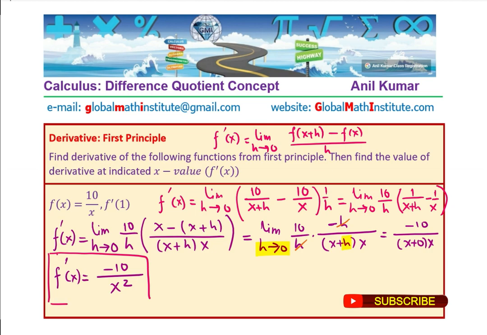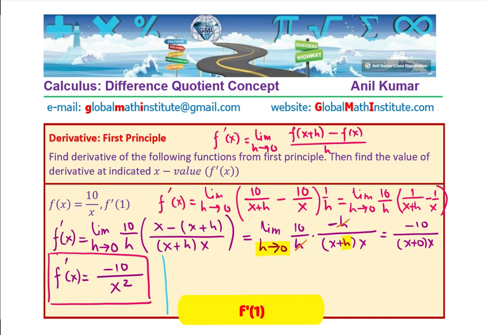You see that? So that becomes the derivative of the function. Very important. Now let's do part B, which is find the derivative at x equals 1. So let's substitute 1 there for x. So the derivative at 1 will be minus 10 over 1 squared, which is minus 10. So the derivative is negative 10. Does it make sense to you?